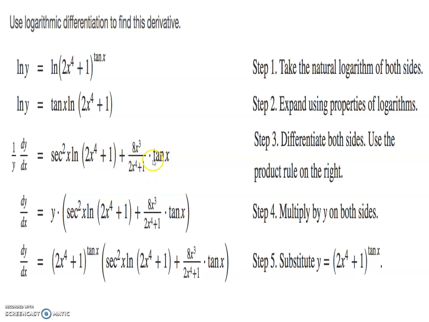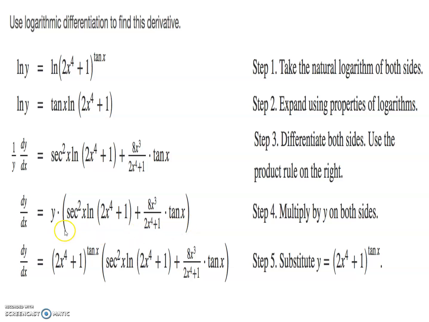Here tan x remains the same, and we take the derivative of ln (2x raised to 4 plus 1), that is 1 upon 2x raised to 4 plus 1. Derivative of 2x raised to 4 is 4 into 2, 8, x raised to 3, and derivative of 1 is 0, and tan x remains the same. Shifting y to this side, dy by dx is equal to y in bracket sec square x ln (2x raised to 4 plus 1) plus 8x cube upon 2x raised to 4 plus 1 into tan x.